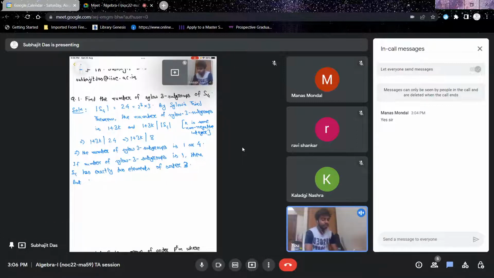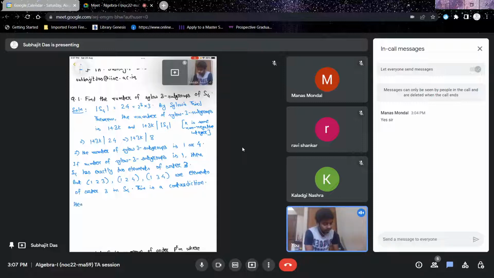But we know that S4 has at least 3 elements of order 3. Namely, we can take the 3-cycles (1 2 3), which is an element of order 3, (1 2 4), which is an element of order 3, and (1 3 4), which is also an element of order 3. So this is a contradiction to our assumption that the number of Sylow 3 subgroups of S4 is 1.